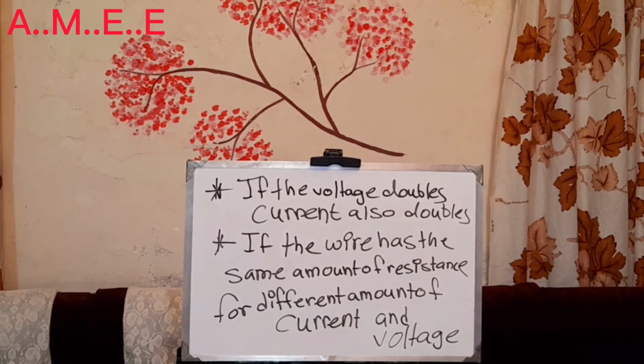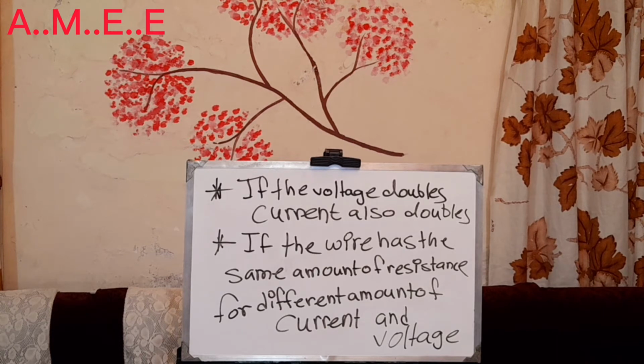The first important point is that if the voltage doubles, the current also doubles, full stop. The second point is that if the wire has the same amount of resistance for different amounts of current and voltage, the second line will continue.